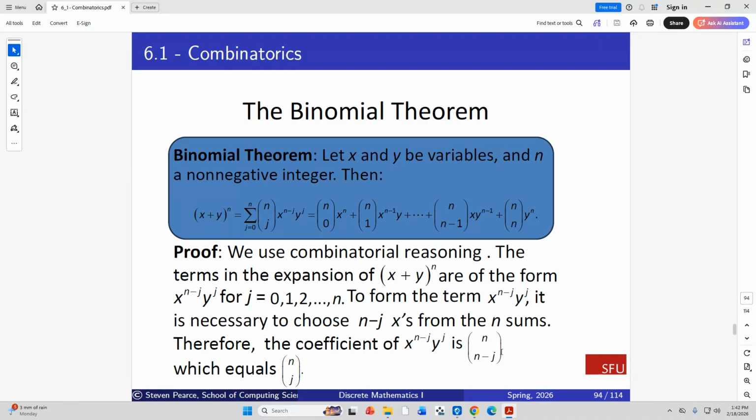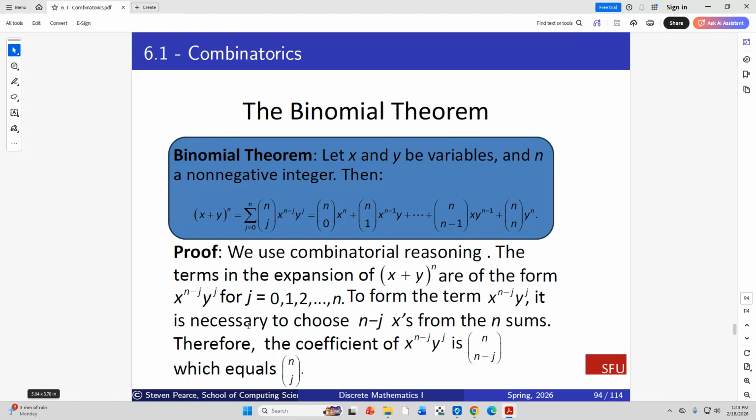So a combinatorial proof is trivial. The terms in the expansion of x plus y to the n are of the form x to the n minus j, y to the j, for j equals 0 to n. To form the term x to the n minus j y to the j, it is necessary to choose n minus j x's from the n sums. Therefore, the coefficient of x to the n minus j y to the j is n choose n minus j, which equals n choose j.